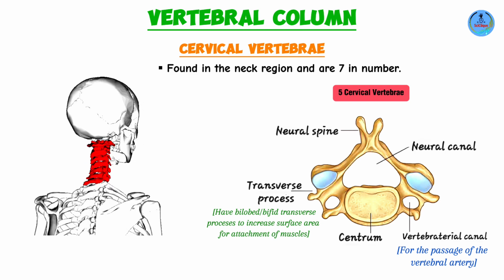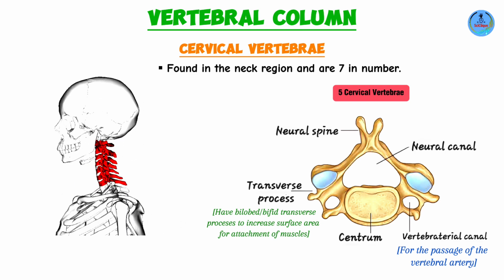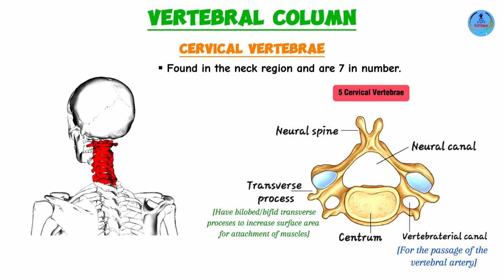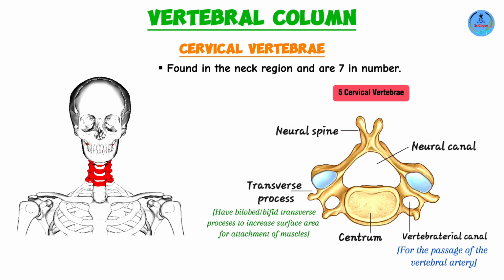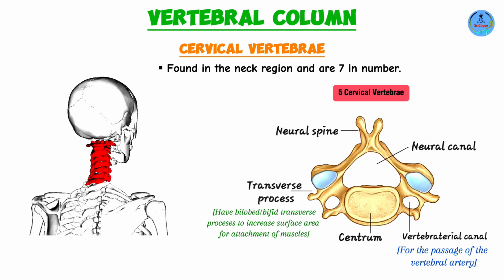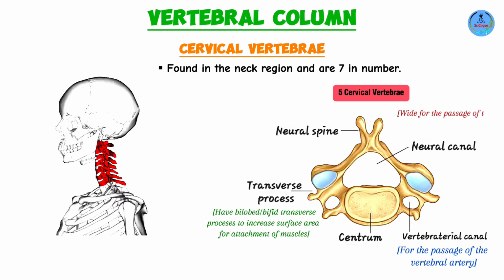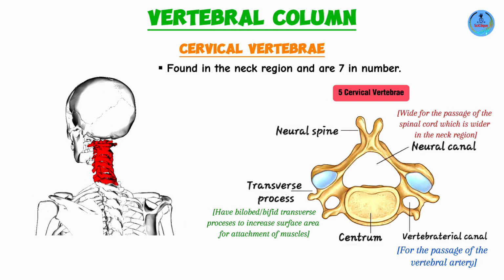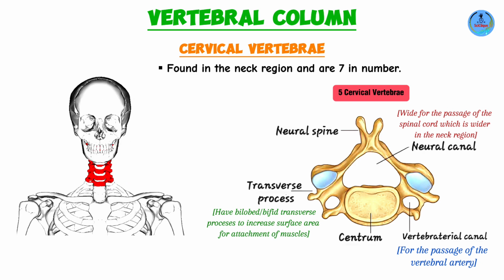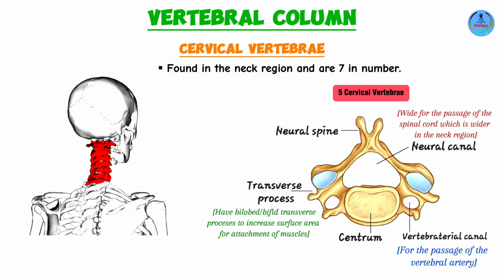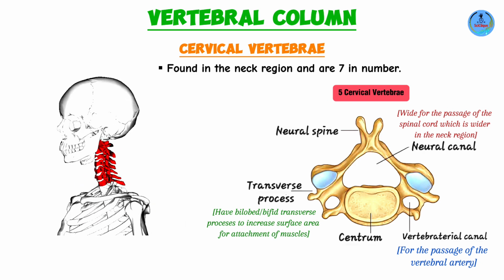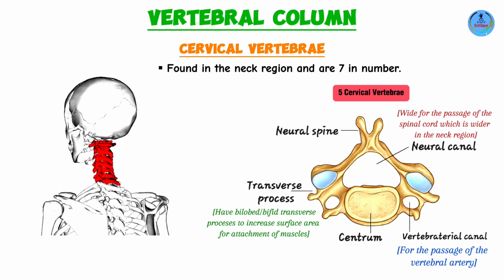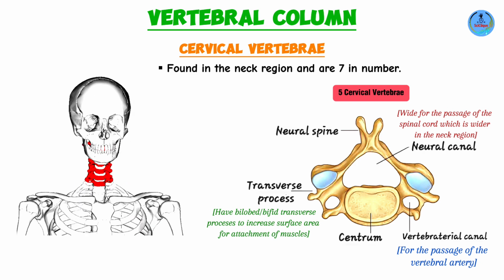Another characteristic, a wide neural canal. In fact, you're going to note that when it comes to all 7 cervical vertebrae, they have a neural canal that is quite wide compared to the others. And the reason for this is for the passage of the spinal cord that is wider at the neck region than in the other regions. Now, the reason is because at the neck region, you're going to have a lot of nerve cells, a lot of neurons in this region that will add on to the bulk of the spinal cord. So you're going to need a wider neural canal to accommodate their passage.